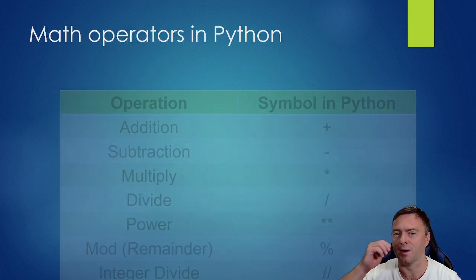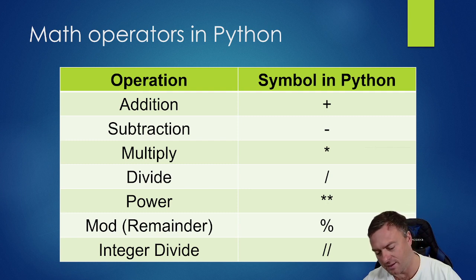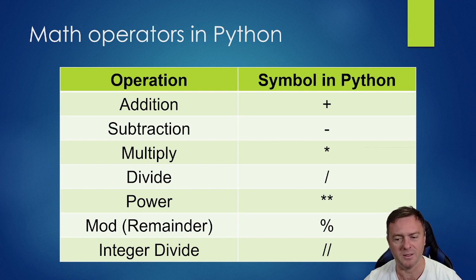So math operators in Python are pretty easy. Add is the same, subtract is the same, multiply is the same, divide is the same, and power, mod, and integer divide are the three that might be a little bit confusing. Addition is just the plus symbol, subtraction is the minus symbol, multiply is shift 8, which is the asterisk symbol, divide is just the slash, and then power is actually 2 asterisks, so double the multiply. That's the easiest way I remember it.